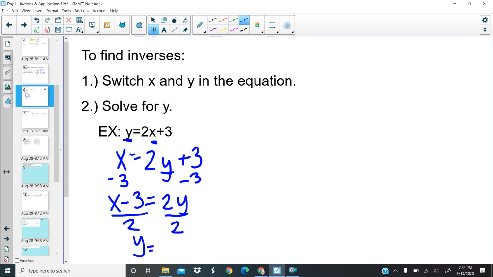Now you would have y equals (x minus 3) divided by 2. Or if you wanted to simplify it further, it could be 1/2 x minus 3/2. Either one of those would be fine. Both of those would be correct, and they would both be the inverse for y equals 2x plus 3.